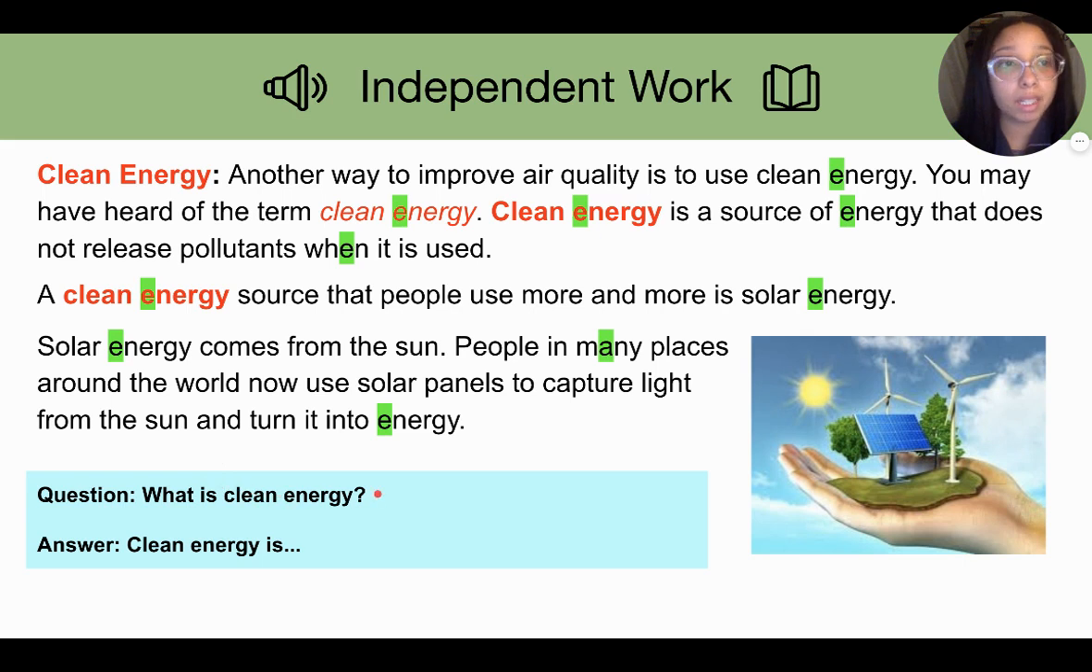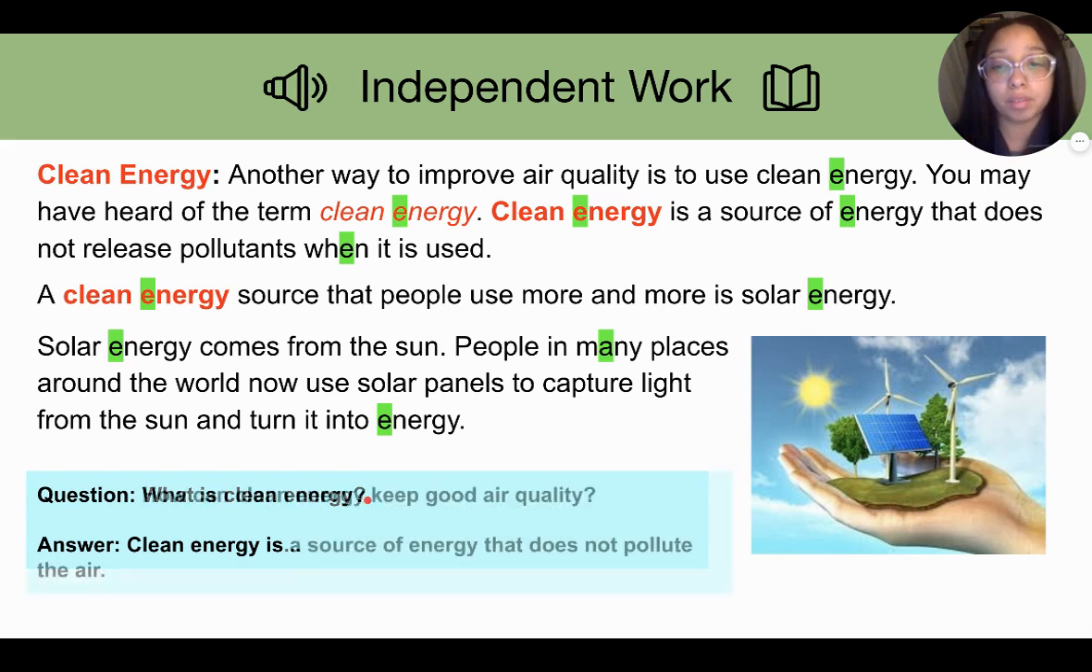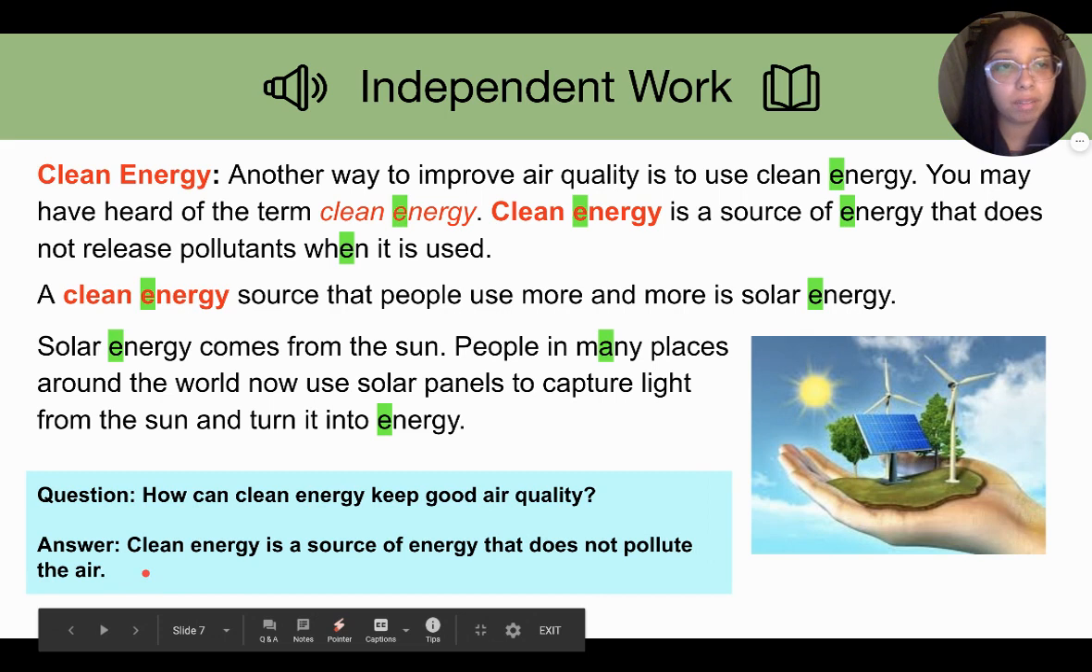What is clean energy? Pause the video so that you can read this text to yourself. You can also go back to the previous slide to read that text as well. Then you will press play to answer this question. Here's a possible answer you could have written. Using evidence from the text, clean energy is a source of energy that does not pollute the air.